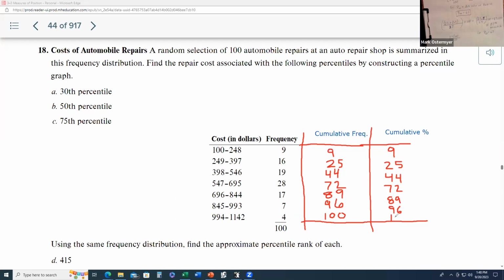Okay, all right. So I have a question. Approximately what would be our 30th percentile? Where's 30% approximately here in this last column? 30% is like right in here. Do you agree? So, ladies and gentlemen, what would be our 30th percentile approximately here?